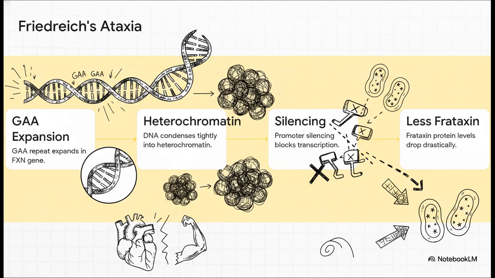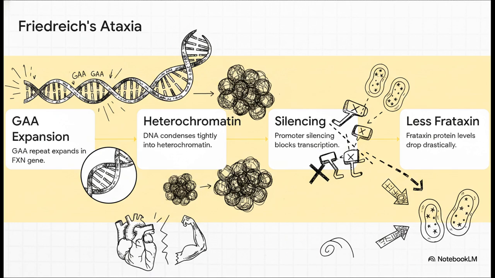Let's break down that exact biological mechanism step by step, because it's important. First, that GAA repeat expansion occurs. Second, because of the sheer physical bulk of that repeating code, the DNA condenses tightly into that heterochromatin we just talked about. Third, because the DNA is so tightly clumped, the cellular machinery simply cannot read it. This is called promoter silencing. And finally, step 4. Because the gene can't be read, the body stops producing a vital mitochondrial protein called fracticaxin.